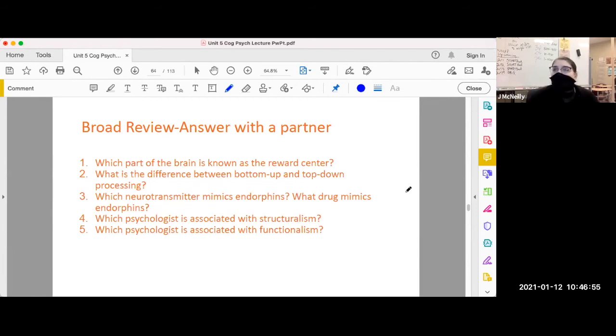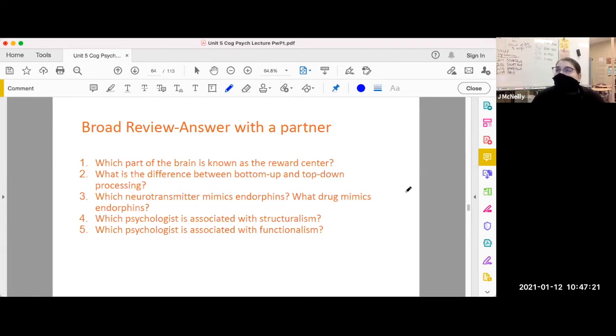Okay, Joe answered correctly in the chat that number 1 is the nucleus accumbens. The nucleus accumbens is the reward system. It's where dopamine hits. Okay, dopamine is the neurotransmitter that mimics endorphins, because it can help with relieving pain. You have a higher pain threshold if you have a lot of dopamine. Okay, so number 1 is nucleus accumbens.